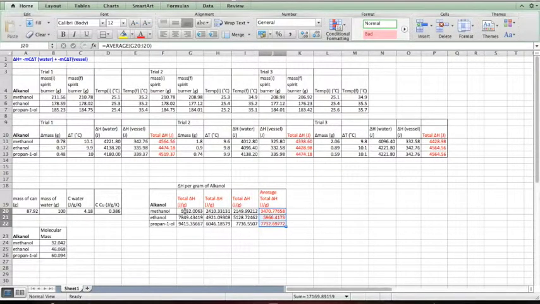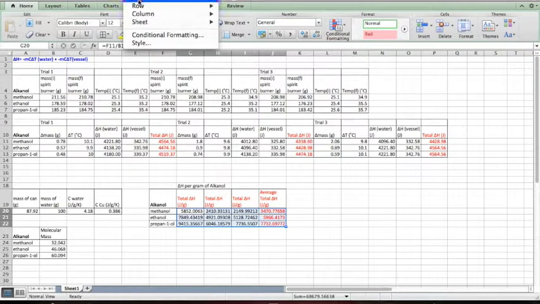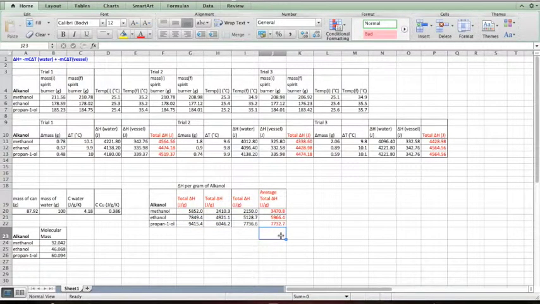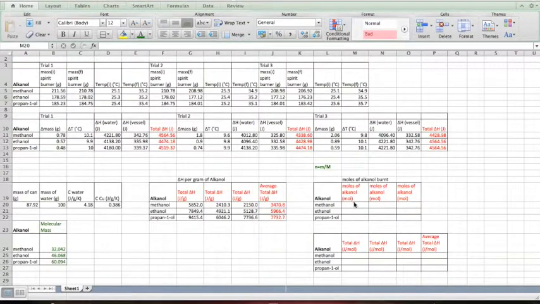Now I am just going to make that a bit easier to read by formatting the numbers just down to one decimal place would be fine, so that it's a bit easier to read. So we can see that the average total delta H per gram of methanol is 3,470.8 joules. So now we're working out the number of moles of the alkanol that was burnt.